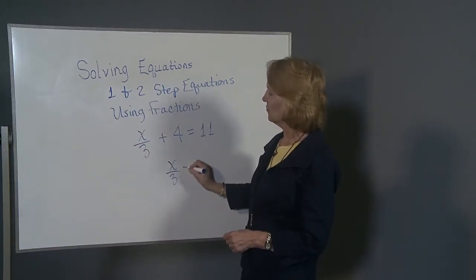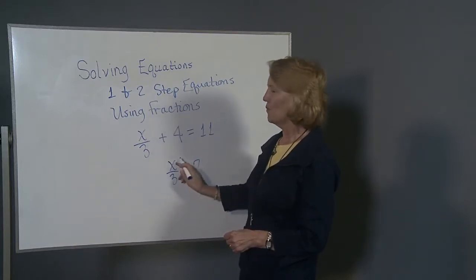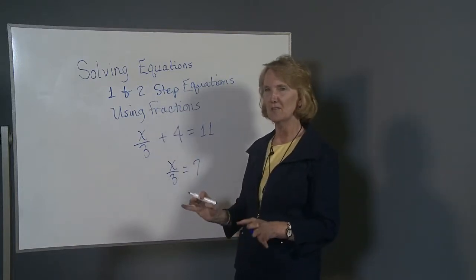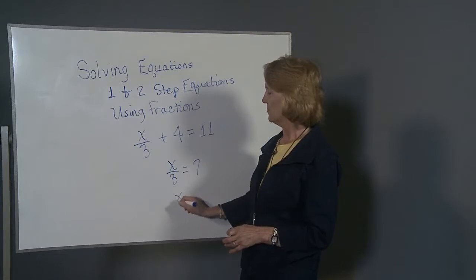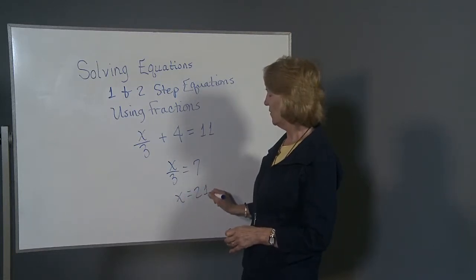X divided by 3 gave us 7. What divided by 3 gives you 7? X must have been 21.